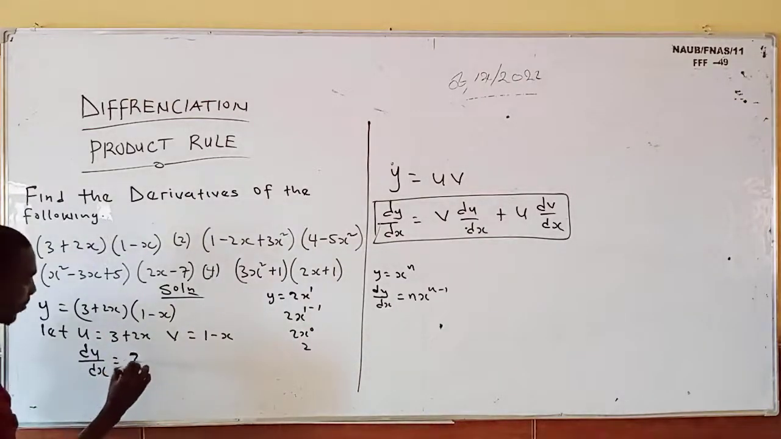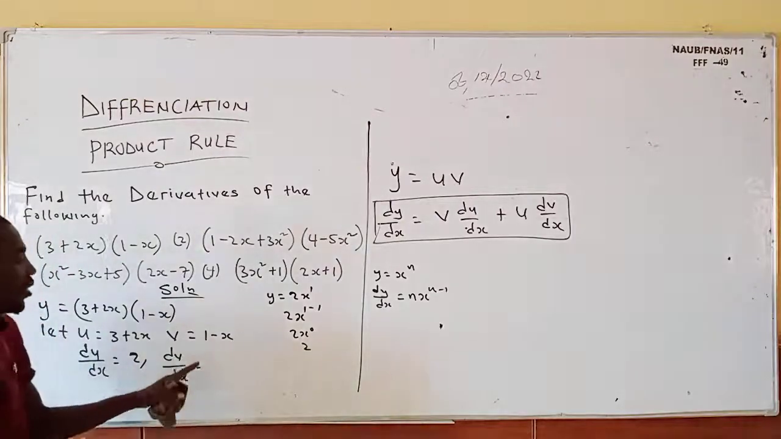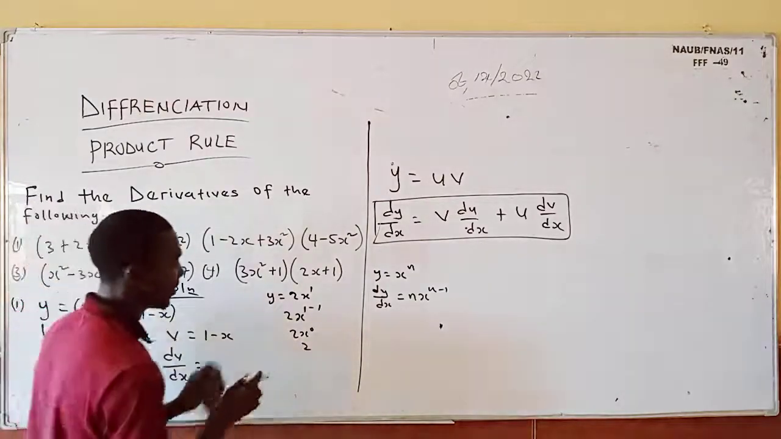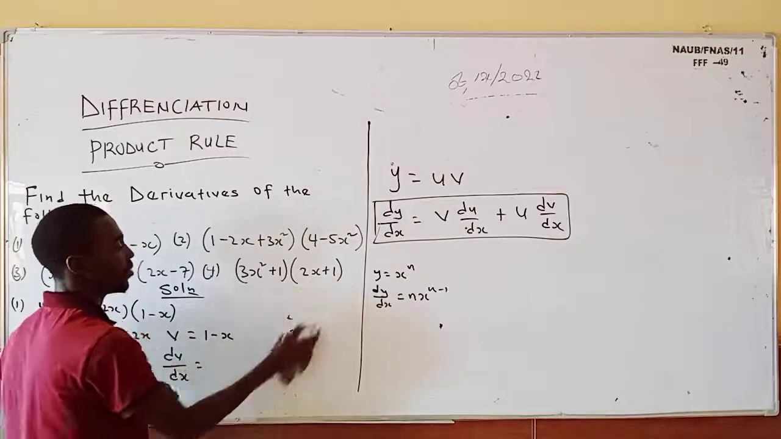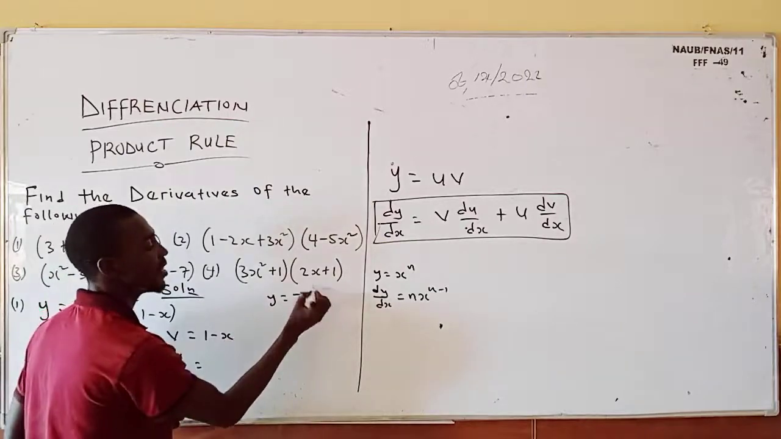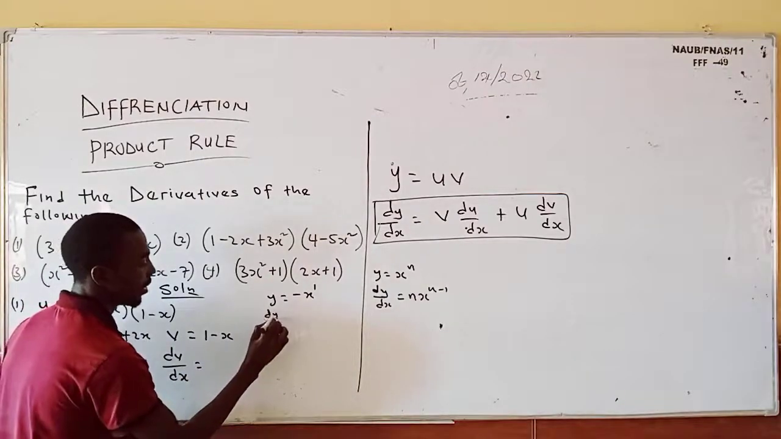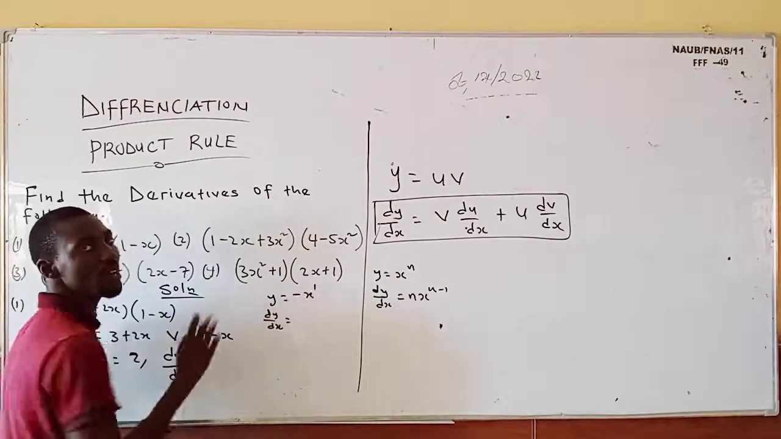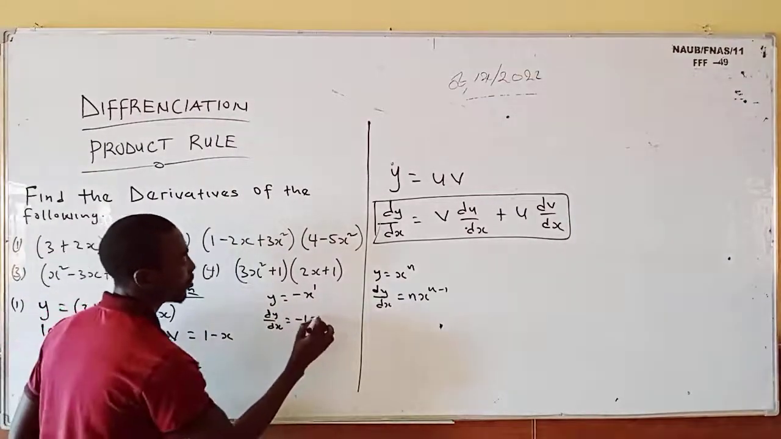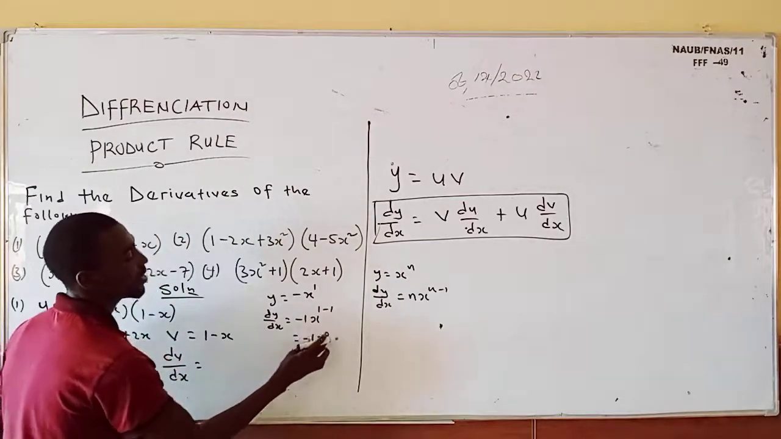So now let's differentiate v. dv/ds. If you differentiate 1, you have 0. If you differentiate minus s, s here is also raised to the power of 1. So dv/ds here will give us 1 times minus 1, the coefficient of s here is minus 1. So 1 times minus 1 is minus 1, s to the power of 1 minus 1, which is equal to minus 1. s to the power of 1 minus 1 is s to the power of 0, and anything to the power of 0 is 1.